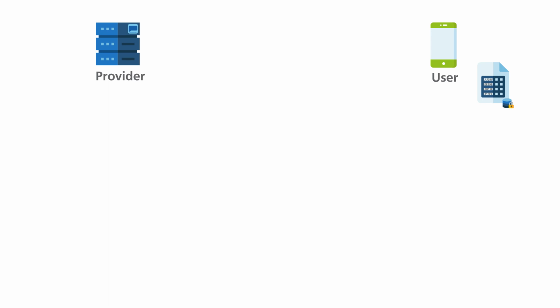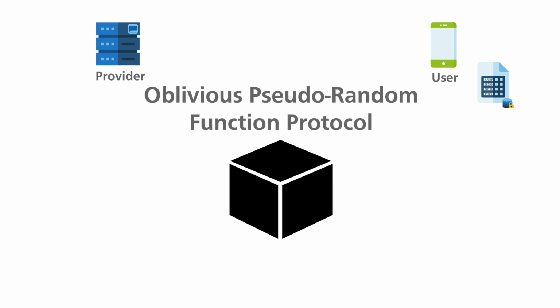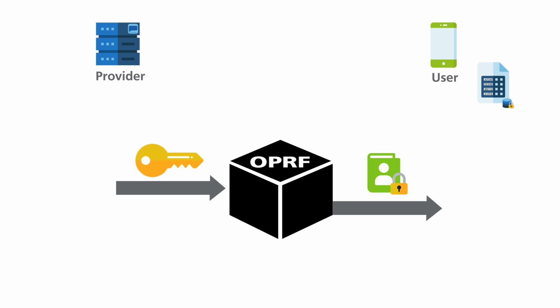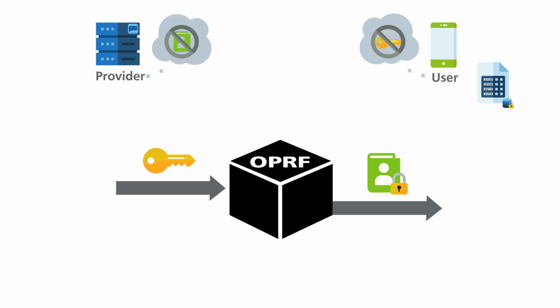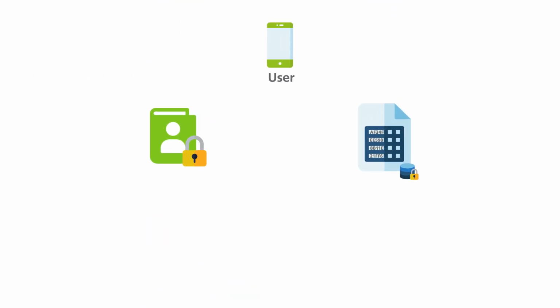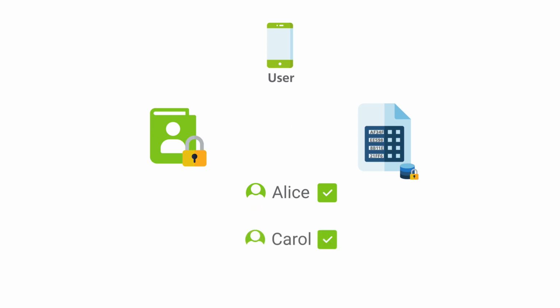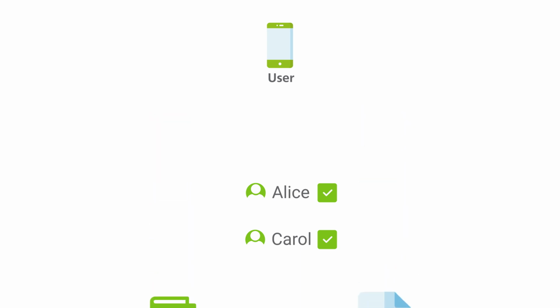Next, user and service provider engage in an oblivious pseudo-random function protocol, OPRF in short. With this cryptographic protocol, it is possible for the user to obtain encryptions of its address book entries under the service provider's secret key without the user learning the secret key, and without the service provider learning the address book entries. Finally, the user can locally check which of its address book entries exist in the previously downloaded encrypted database. All matches are contacts that are already registered with the messenger and can safely be revealed to the service provider in order to establish a connection.